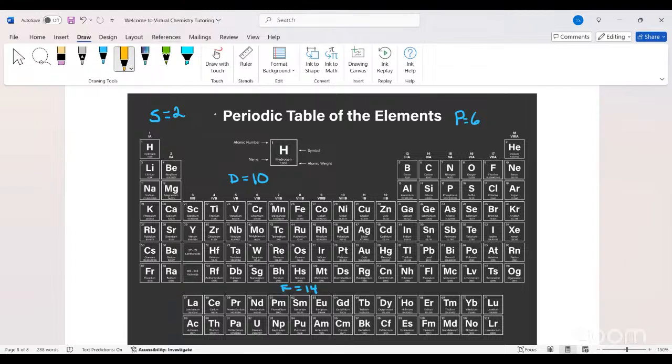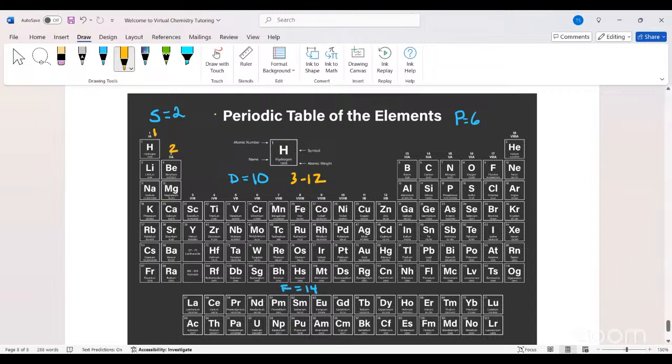Also, what you have to keep in mind is that there are 18 groups. It starts over here. Group 1, 2, 3 through 12 is right here in the middle. Then 13, 14, 15, 16, 17, and 18.